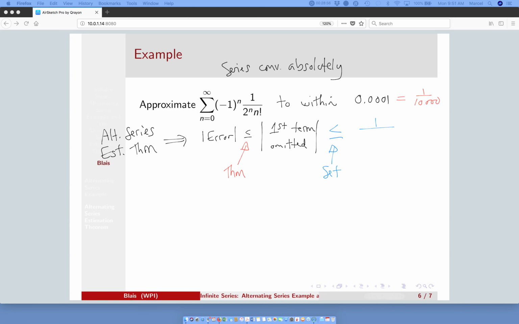We force, if we choose the first term omitted to be less than or equal to 1 over 10,000, then by the theorem, because of this string of inequalities, we get what we want. We get that the error will be less than 1 over 10,000. So it all comes down to choosing the first term to omit to be small enough. So we focus on this inequality here.